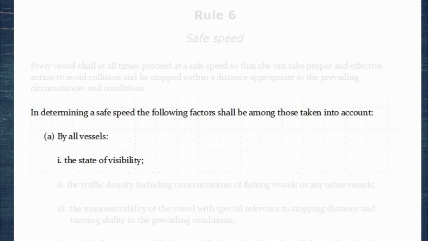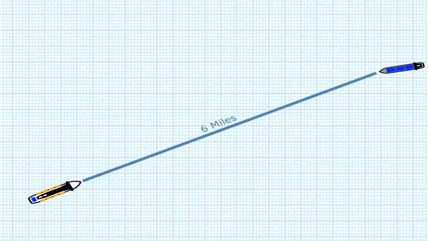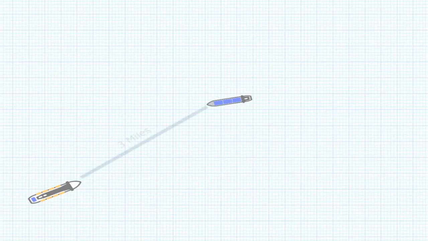The state of visibility. Of course, in clear visibility, you can see quite a long way away. In this case, 6 miles. But when that visibility reduces, you can no longer see the vessel that is that far away. They need to get a lot closer before you'd be able to see them. In this case, 3 miles. Now, seeing a vessel at 6 miles is very different to seeing them at 3 miles. You still need to be able to take time to assess the risk of collision and to take action to avoid collision. So the visibility is going to have a major effect on what you determine to be safe speed for your vessel.